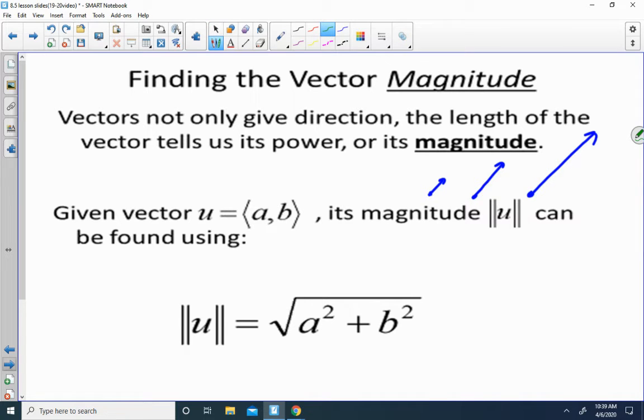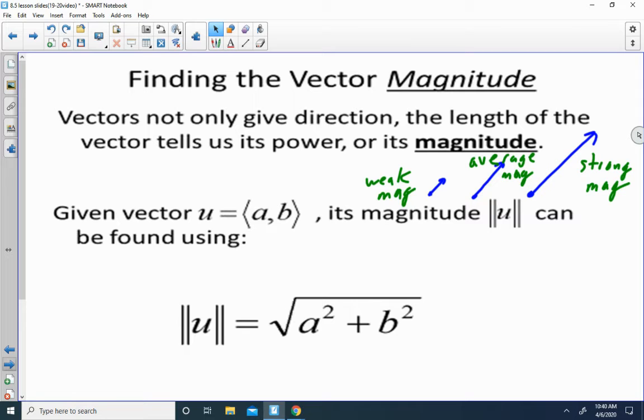So in other words, a smaller arrow means that you have a weak magnitude or force. The middle one would be probably average magnitude or average force. And then, of course, the last one, since it's larger, it would have a strong magnitude or strong force. But, of course, if you want to numerically find just how strong or how weak a magnitude is, it is used by this formula.